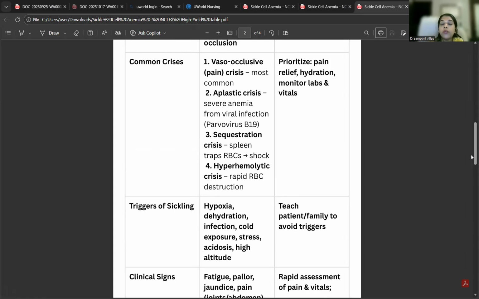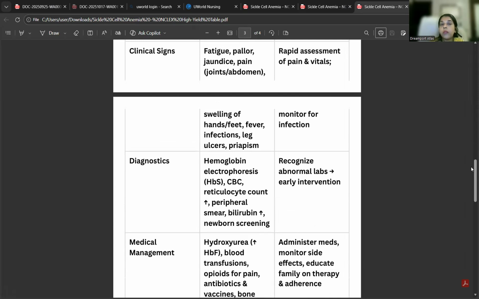And here we need to teach the patient as well as the family members to avoid the triggering factors. And the last one, clinical signs. That means because of this sickling of the RBC, what are the possible clinical manifestations that can be noted in a patient with sickle cell anemia?